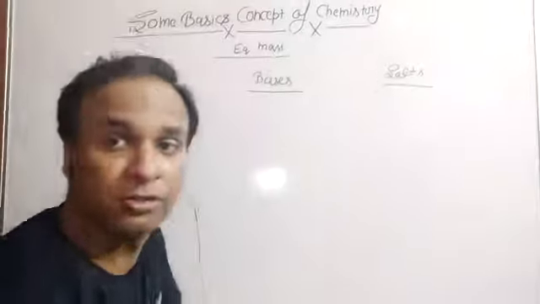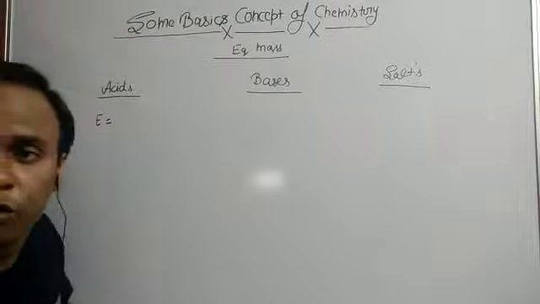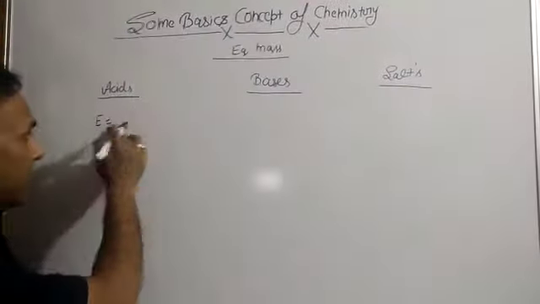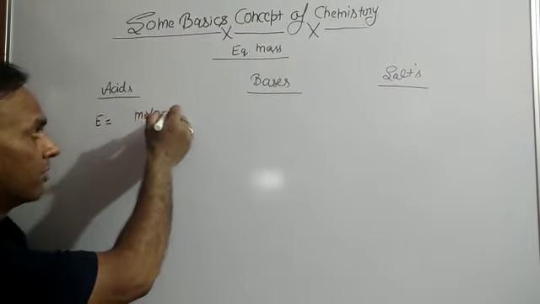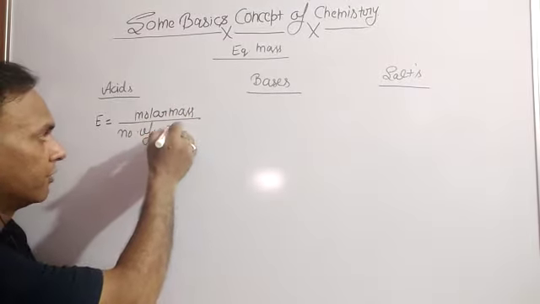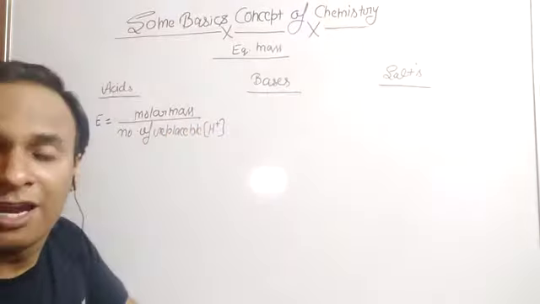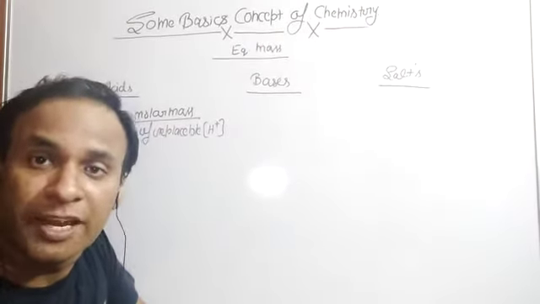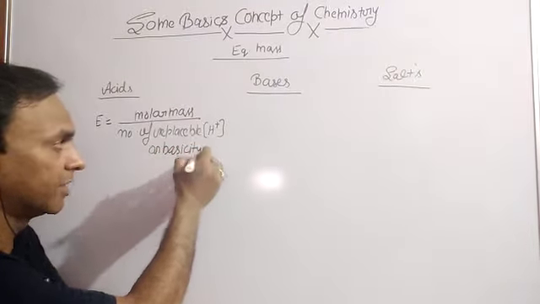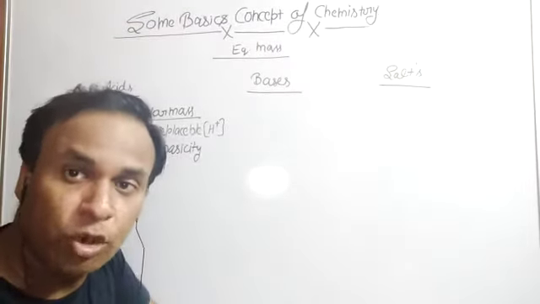Listen, equivalent mass. When we talk about the equivalent mass of acids, it depends on the molar mass of acids. Equivalent mass means molar mass upon number of replaceable H+, and the number of replaceable hydrogen ions is called the basicity of acids.